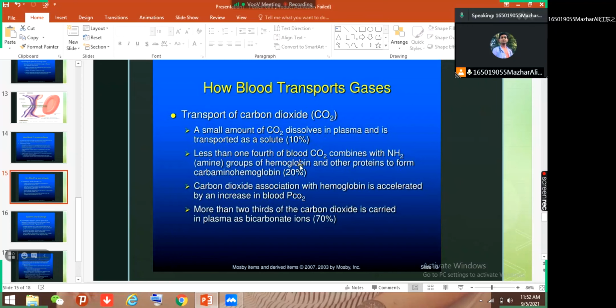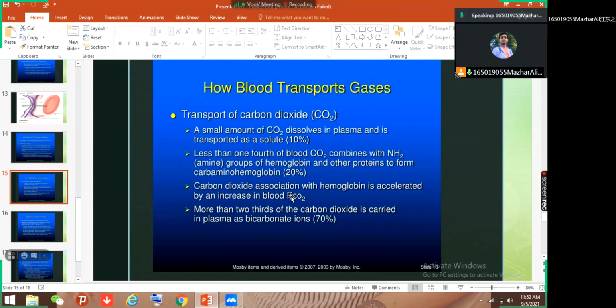So hemoglobin plays a very important role because hemoglobin can act as a buffer solution just to maintain the pH of the red blood cell, so it does not make the RBC so acidic or so basic. Carbon dioxide is acidic, that's why. So carbon dioxide 10% is dissolved as a solute, and 20% is combined with hemoglobin to form the carbamino group.